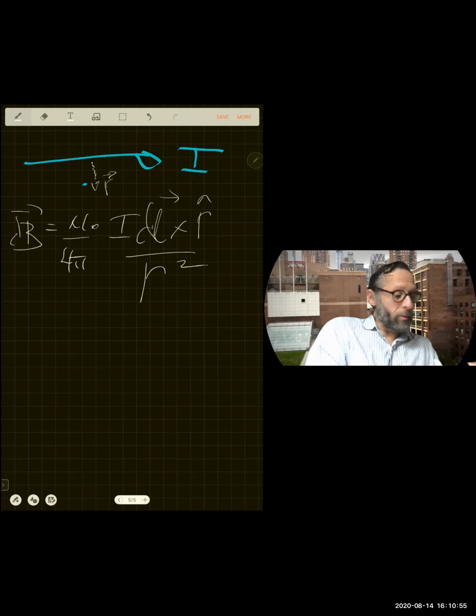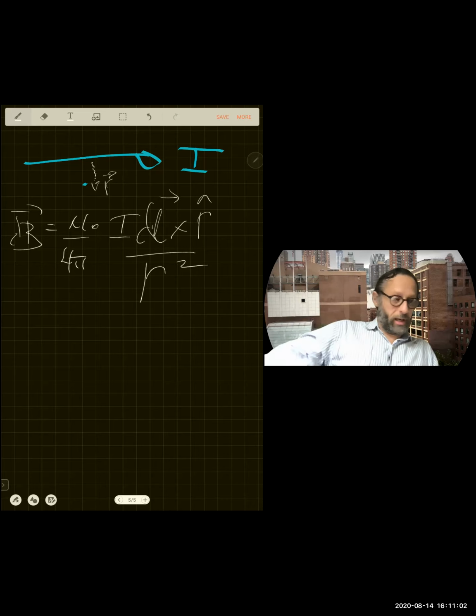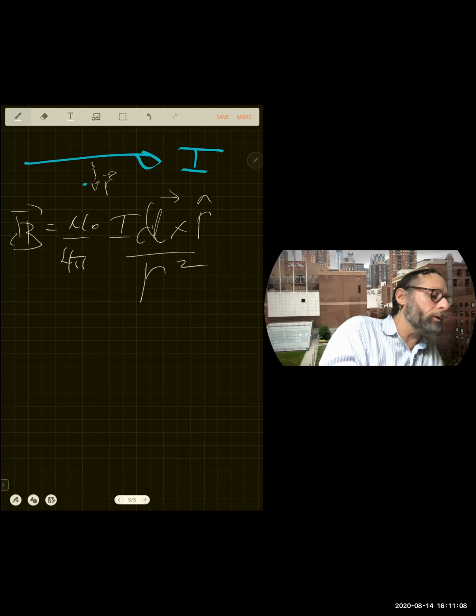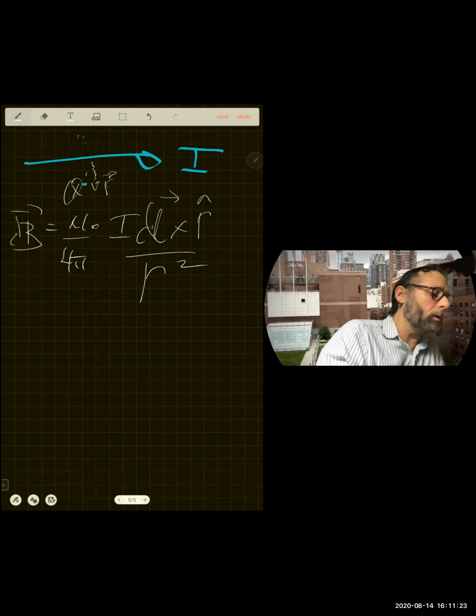meaning the direction of the magnetic field, the direction is obtained by looking at IDL, putting my fingers along it, crossing it down to R. So I put my fingers along the wire, curl them down to R, and my thumb points into the board. So the magnetic field right there at that point below the wire would point into the plane of this blackboard. Above the wire, it would point out. Like in front of the wire, it would point down. The magnetic field loops around the wire like so. Okay, we already kind of said that.